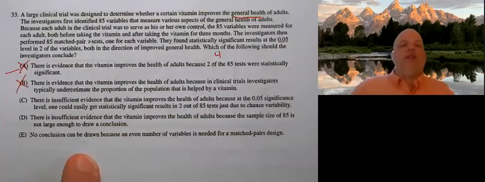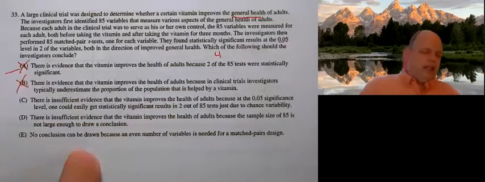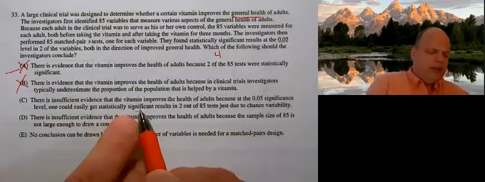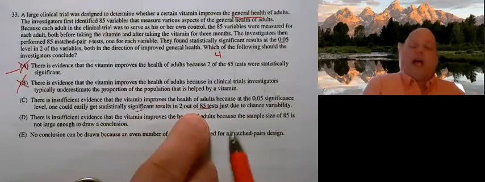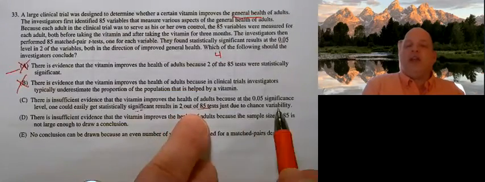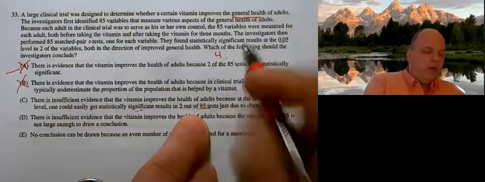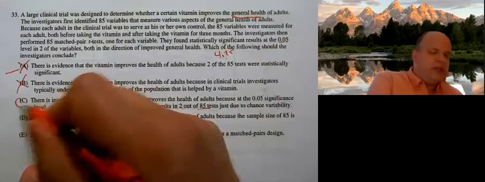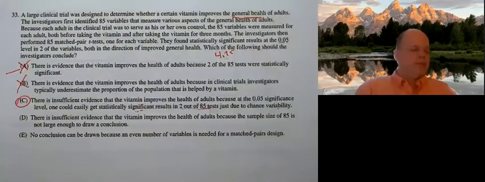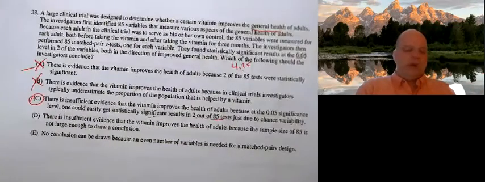There's insufficient evidence that the vitamin improves health of adults because at the 0.05 significance level, one could easily get statistically significant results in 2 out of 85. Yeah, just by chance variability. We said chance variability, we expected 4.25 or 4. So this sounds like my best answer. All right, by chance alone, we expect it to happen 4 times.